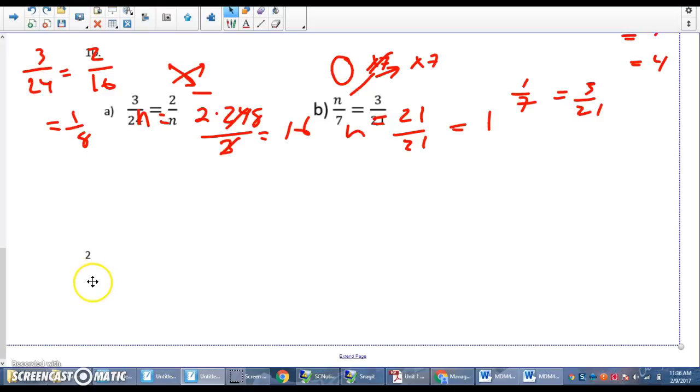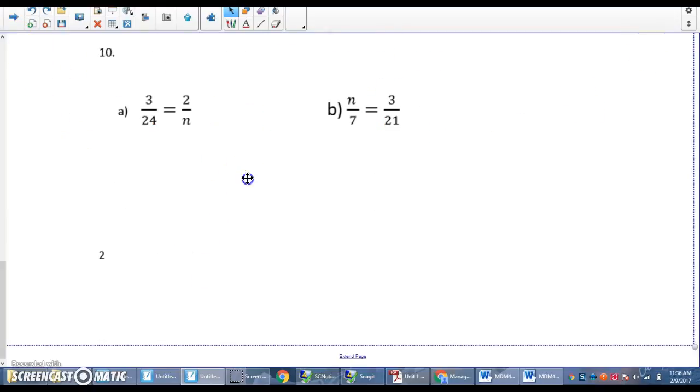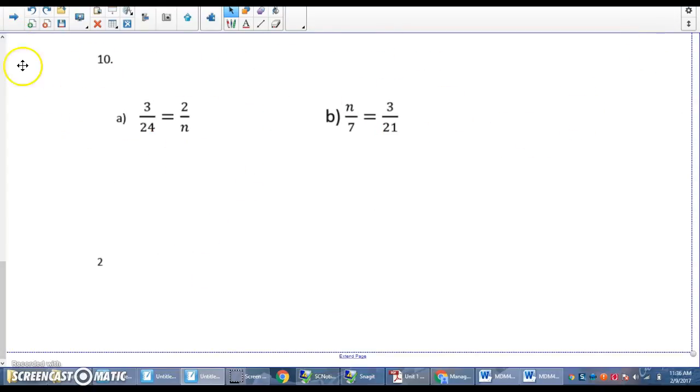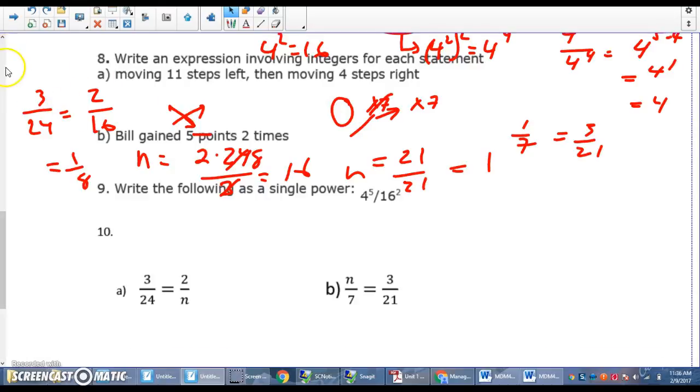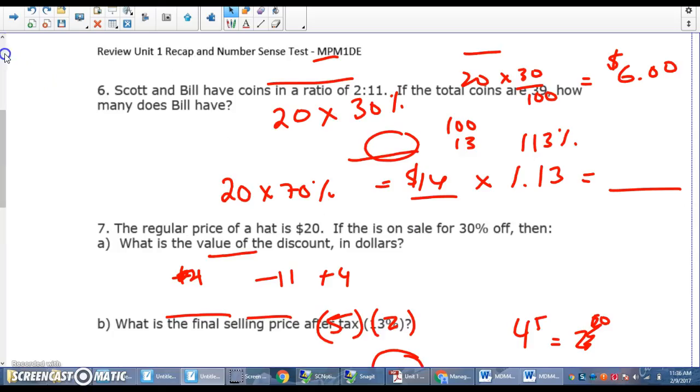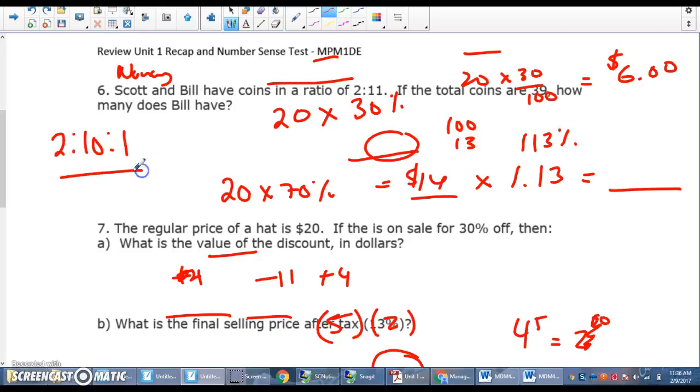A couple other word problems that make you think a little bit, but not think too much. I will give you a hint. What would happen here if I added this in? Okay, see if you can figure this one out. Let's say I had Scott, Bill, and Nancy. We're going to throw Nancy in. What would happen if their ratio now, instead of 2 to 11, was 2 to 10 to 1? Okay, and the same situation, 39 total coins. How many coins does Bill have then?